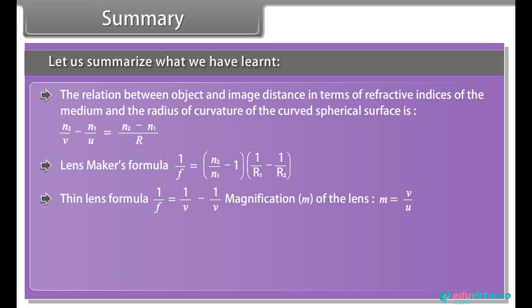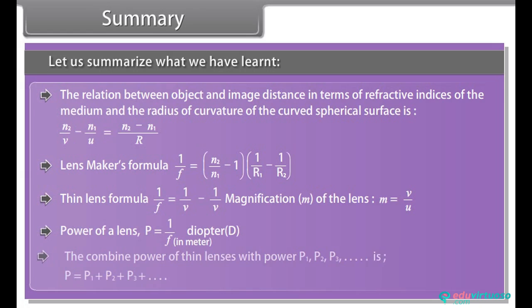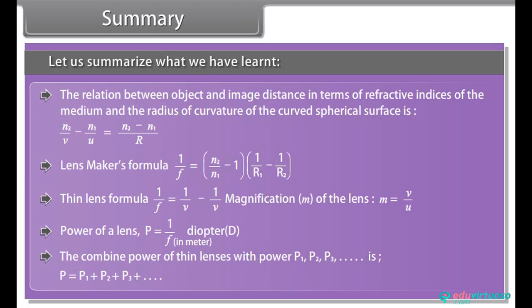Magnification M of the lens, M is equal to V upon U. Power of a lens, P is equal to 1 upon F in meters, unit diopter D. The combined power of thin lenses with power P1, P2, P3 is P is equal to P1 plus P2 plus P3 and so on.